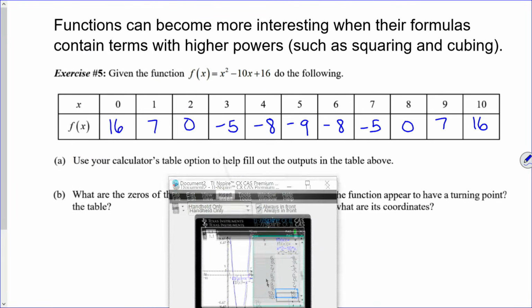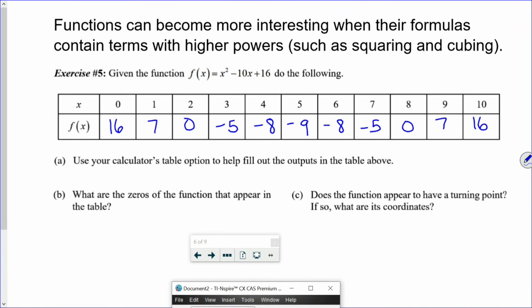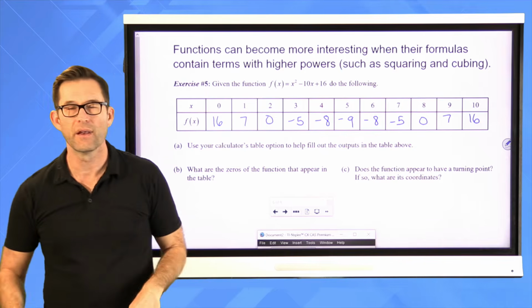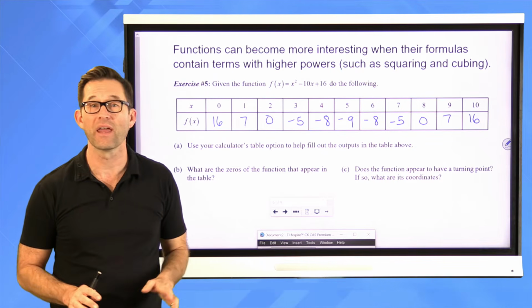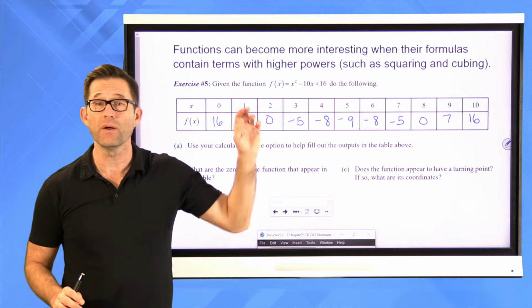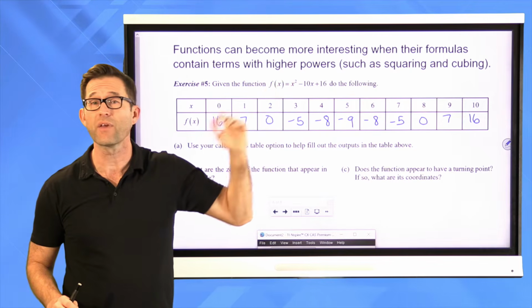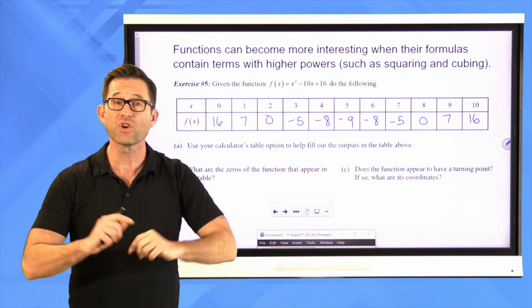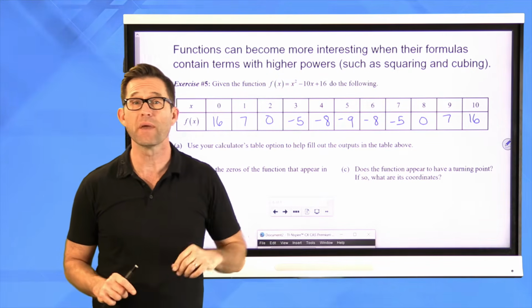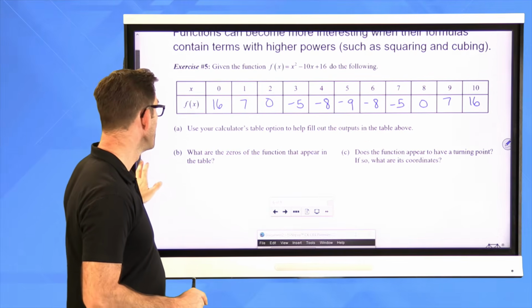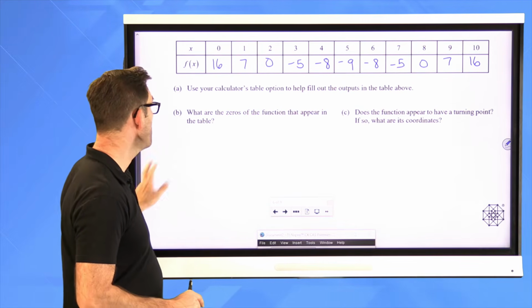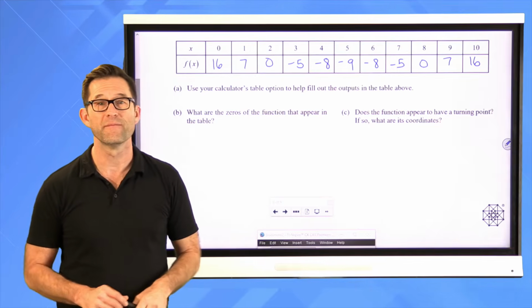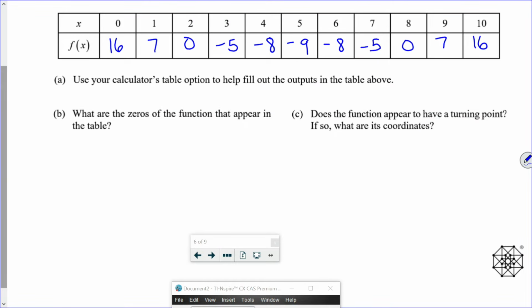This is what's known as a quadratic function. We're going to work with those exclusively in a couple more units. They're pretty complicated functions, but the great thing is we don't need to know much about their formulas. We can now answer a bunch of questions about this function just based on this table of values. So let me scroll this up a little bit and let's talk about letter B. What are the zeros of the function that appear in the table?